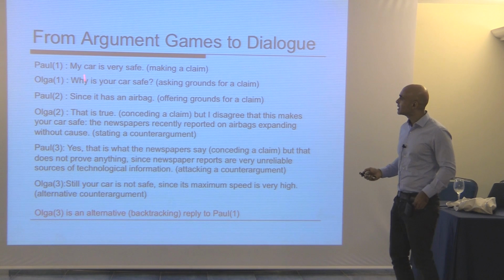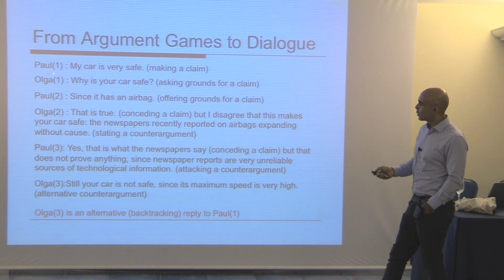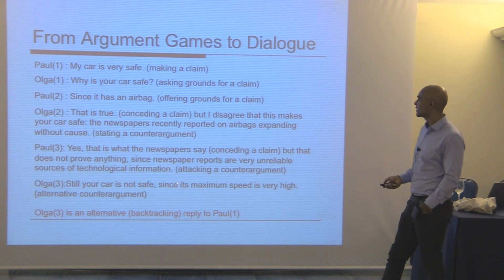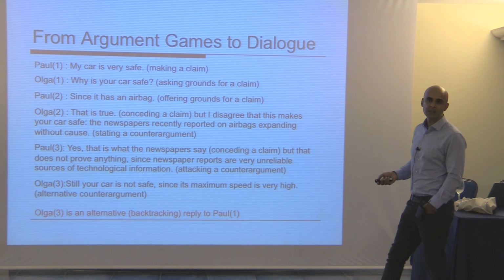So in the dialogue between Paul and Olga, you remember that we went through this dialogue. Then Olga, at some point, backtracked and said, okay, but your car is still not safe since its maximum speed is very high. So Olga is backtracking to the initial claim made by Paul. So this is an example of a multi-reply protocol.